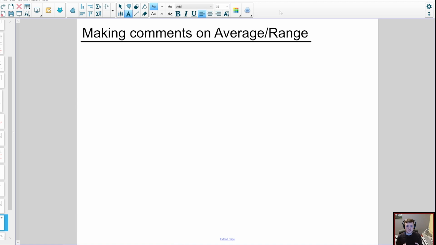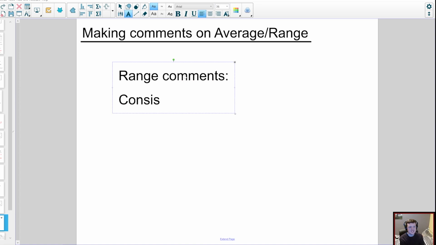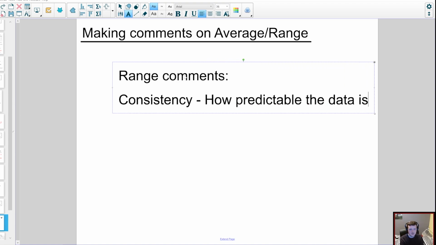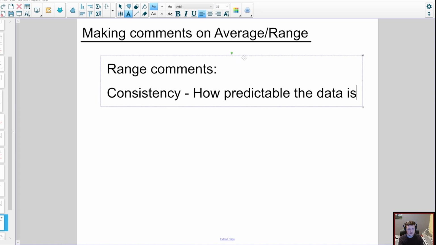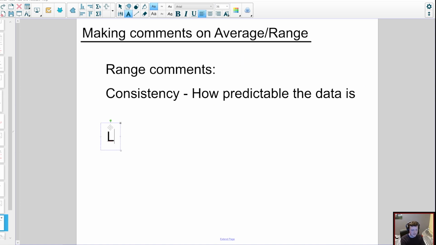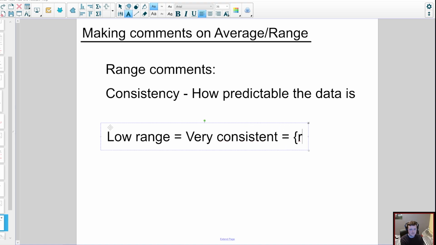Where it gets a bit more tricky at level 2 and level 1 is when they want you to make comments about the averages and the range. So when we're talking about the range, comments we can make are about consistency. And so the word consistency might be seen, or data is more or less consistent. And what that actually means is how predictable the data is. So, for example, if we have a low range, that means it's very consistent, which means it's predictable.